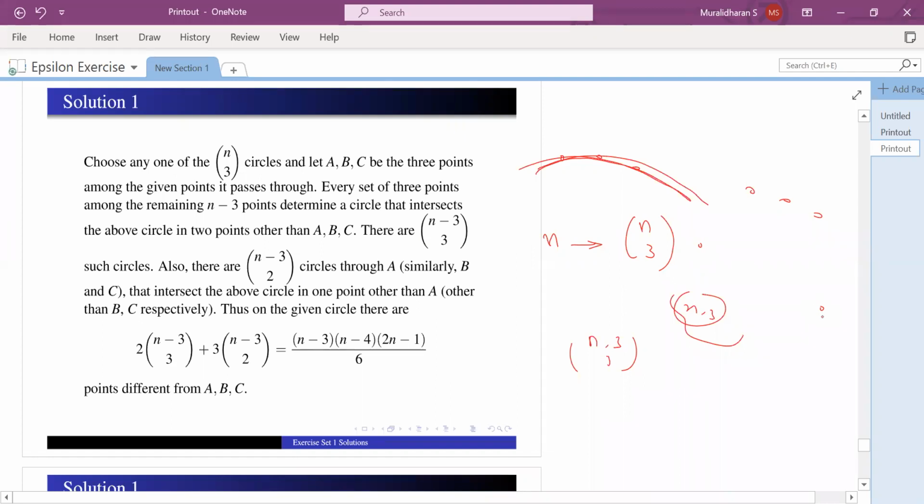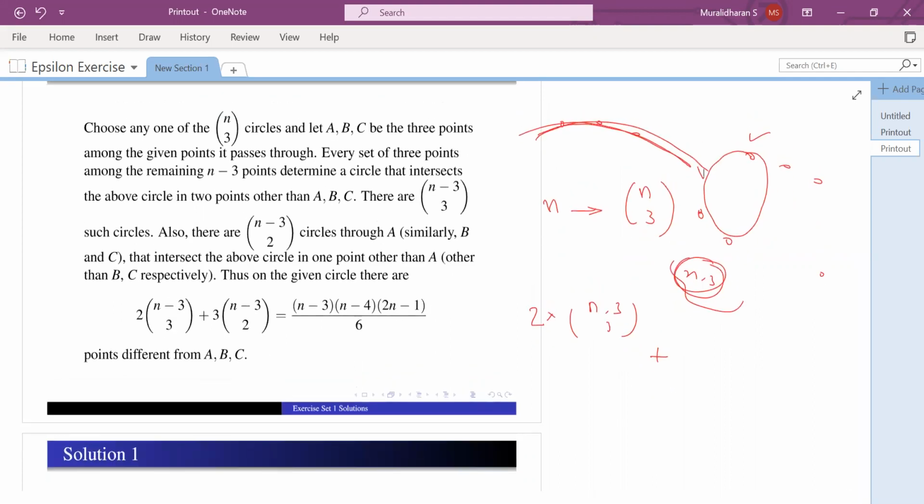So these n minus 3 circles will each add 2 new points to the intersection points. And there is one more thing also. So I will get 2 points out of these n minus 3 points and add one of these points, and then that will intersect in one more extra point. Okay, sure. Let me explain it again.